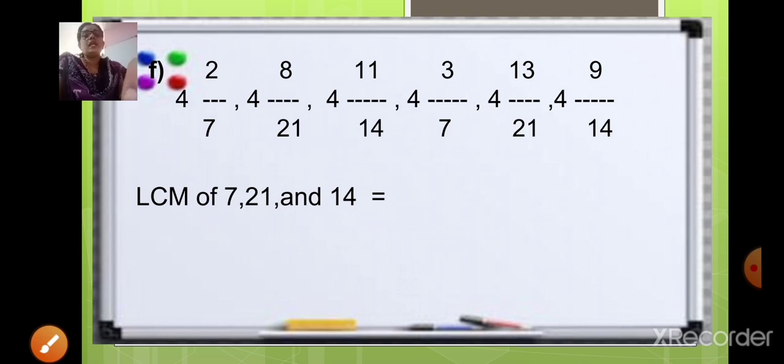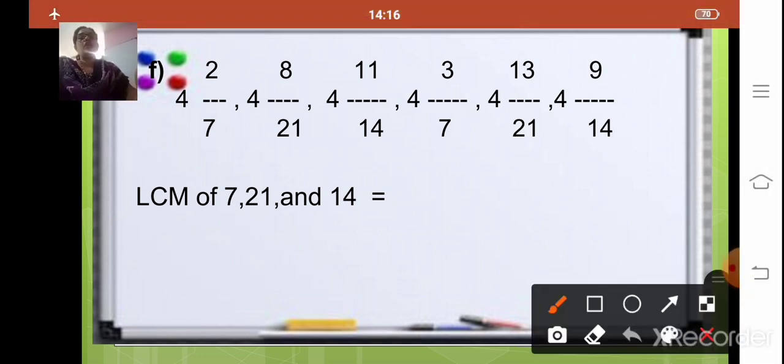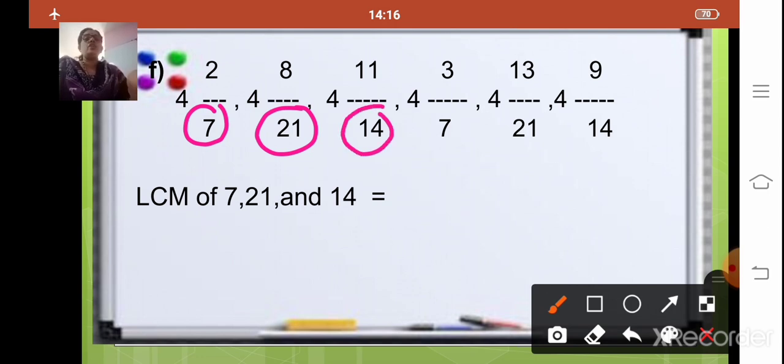So when we take only the fractions, your denominators are 7, 21, 14. Again 7 is repeated: 7, 21 and 14. So in that case, what we will do is take the LCM of 7, 21 and 14.